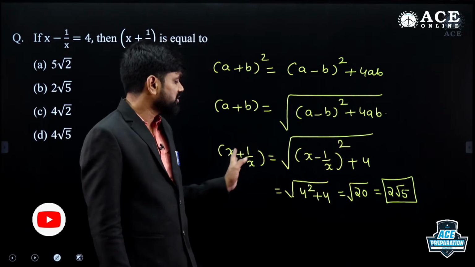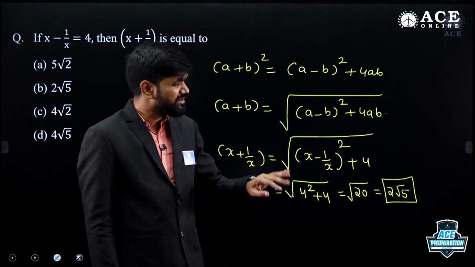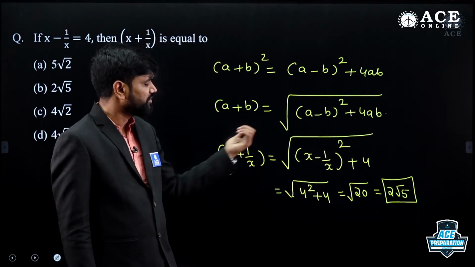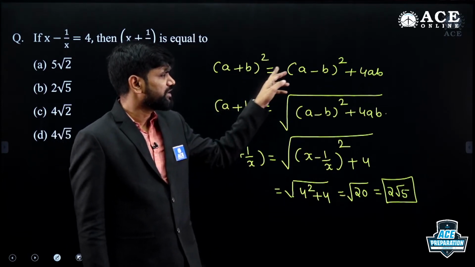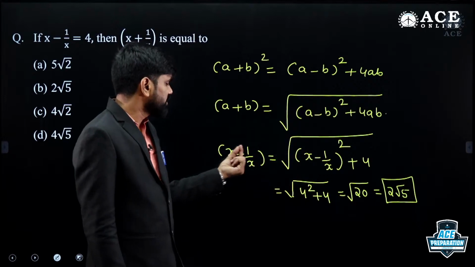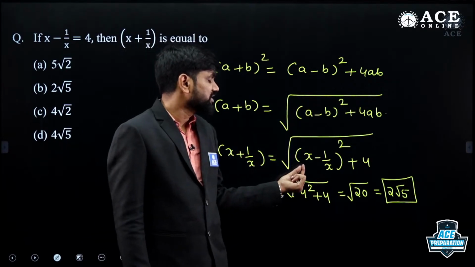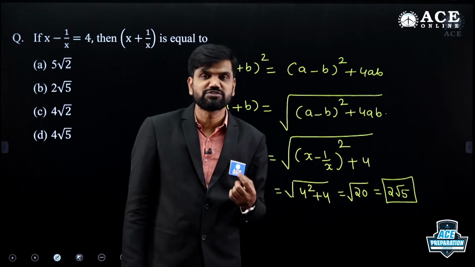By giving you x minus 1 by x, if they are asking you for x plus 1 by x, this is how we do. Sometimes they will give you x plus 1 by x and ask you for x minus 1 by x. Then that will come out to be how much? (a minus b) whole square equals (a plus b) whole square minus 4ab. That's why if you want x minus 1 by x, you can directly say it as (x plus 1 by x) whole square minus 4.